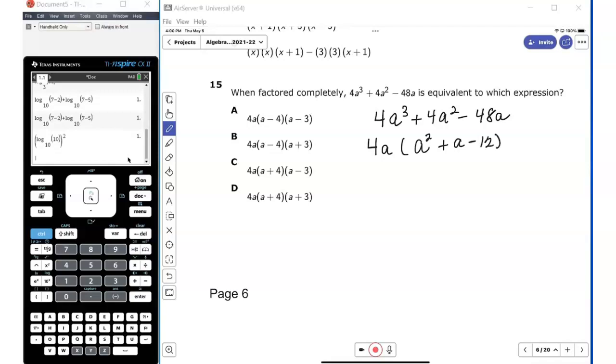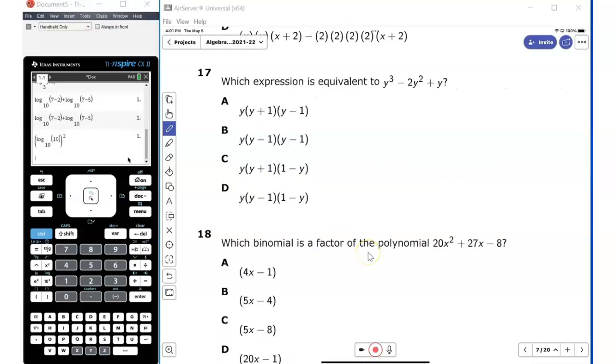Remember, when factoring minus 12, it's going to be 4a parentheses, so the factors of negative 12 are negative 2 and 6, negative 3 and 4, and you're adding. And we're looking for the middle coefficient, which will be negative 3 and 4. So you have a minus 3 and we have a plus 4. So your answer will be 4a times a minus 3 times a plus 4, so your answer is C.